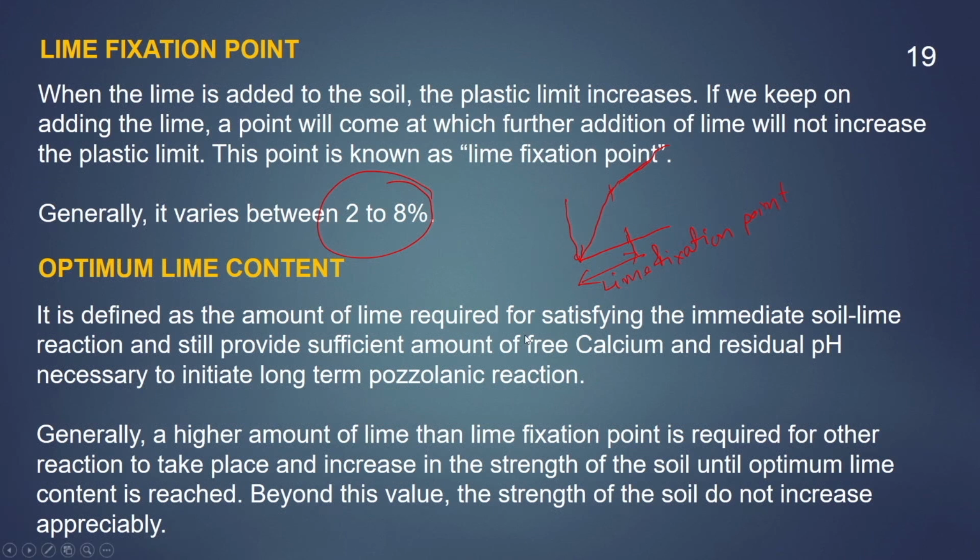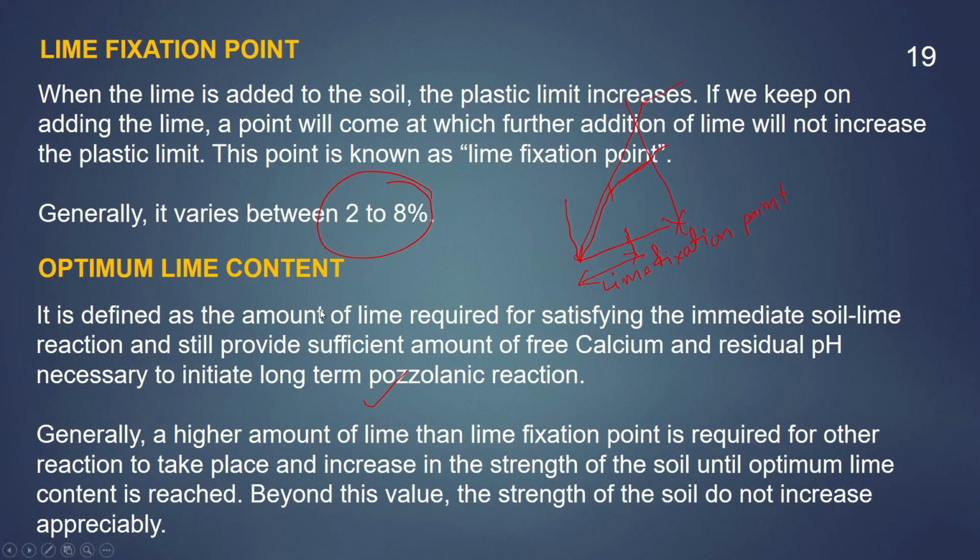However, when we keep on adding lime to the soil, the strength of the soil will keep on increasing, because there will also be some other kind of reactions taking place, which give the pozzolanic reaction in the soil, and thereby the strength of the soil keeps on increasing. And after reaching a certain level beyond this lime fixation point, the strength of the soil will not increase. That point is known as the optimum lime content.